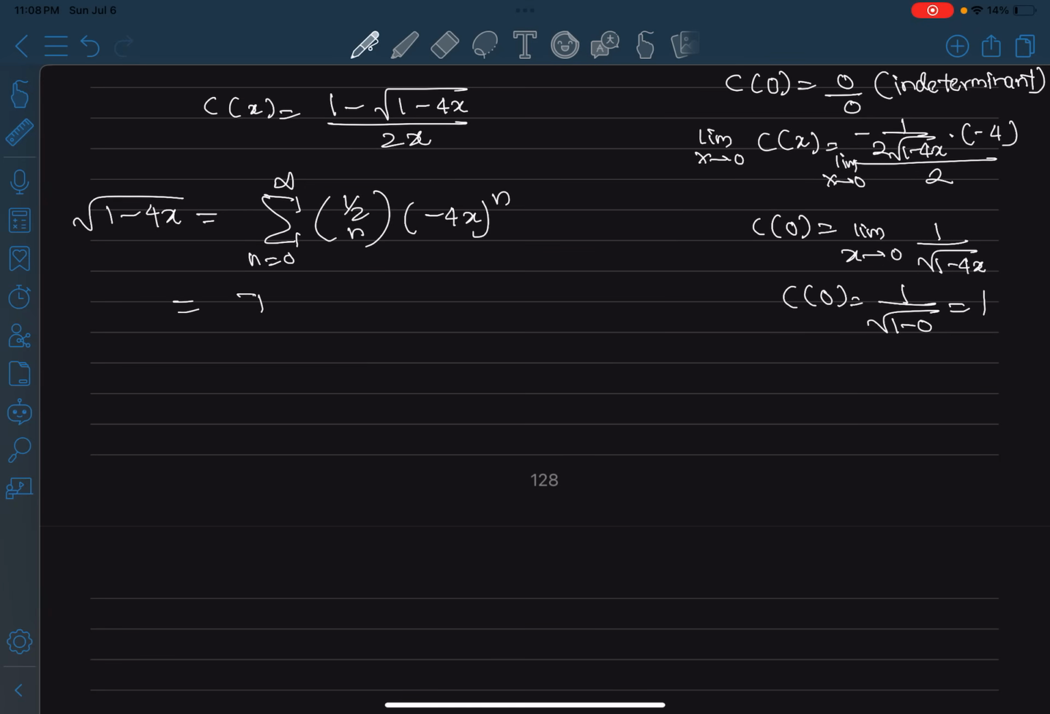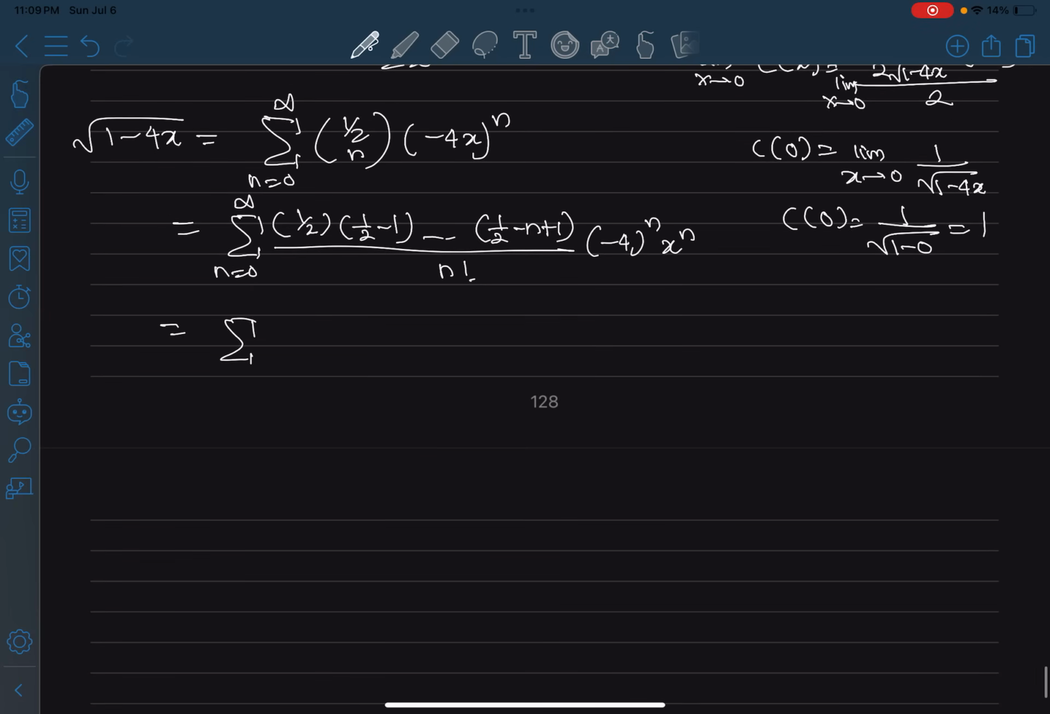And now if I try to do some manipulations, I will have half times half minus 1 up to half minus n plus 1, divided by n factorial, times minus 4 to the power n, x to the power n, right? And now that becomes the sum from n equals 0 to infinity of 1 times minus 1 times minus 3 up to minus 2n plus 3, divided by 2 to the power n, n factorial, times minus 1 to the power n, 4 to the power n, x to the power n.